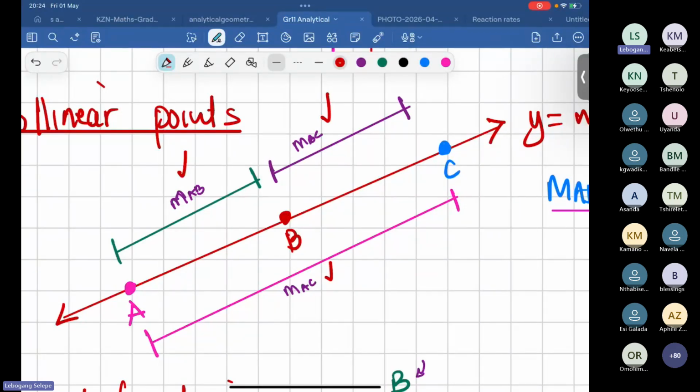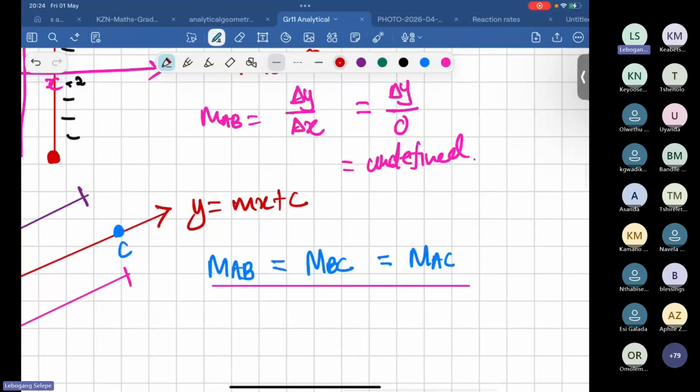That automatically is a starting point in a question that an examiner can give you. For now, just keep in mind that when you have collinear points, you have points that lie along the same straight line, which means that between any 2 points, you're going to get the same gradient. Just keep that in mind. So I wrote on the side that the gradient of AB is the same thing as the gradient of BC, which is the same thing as the gradient of AC.